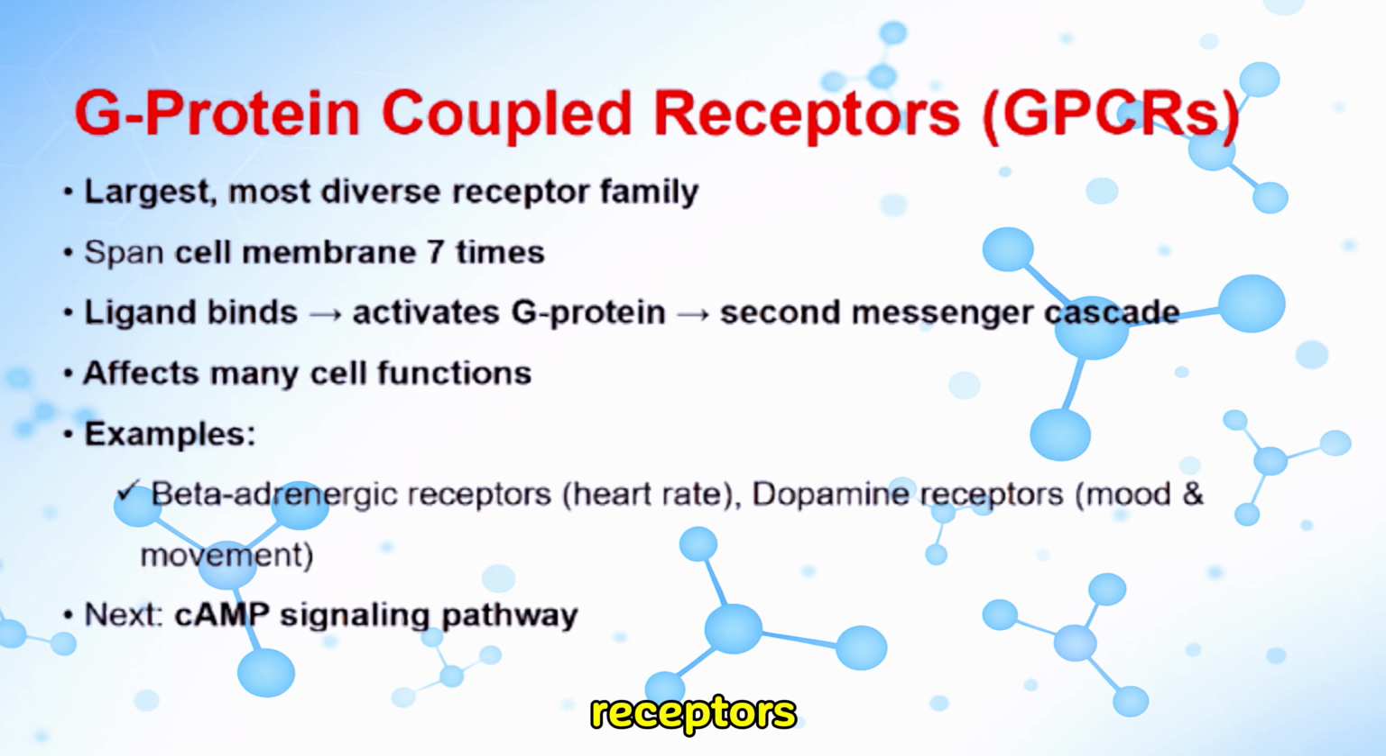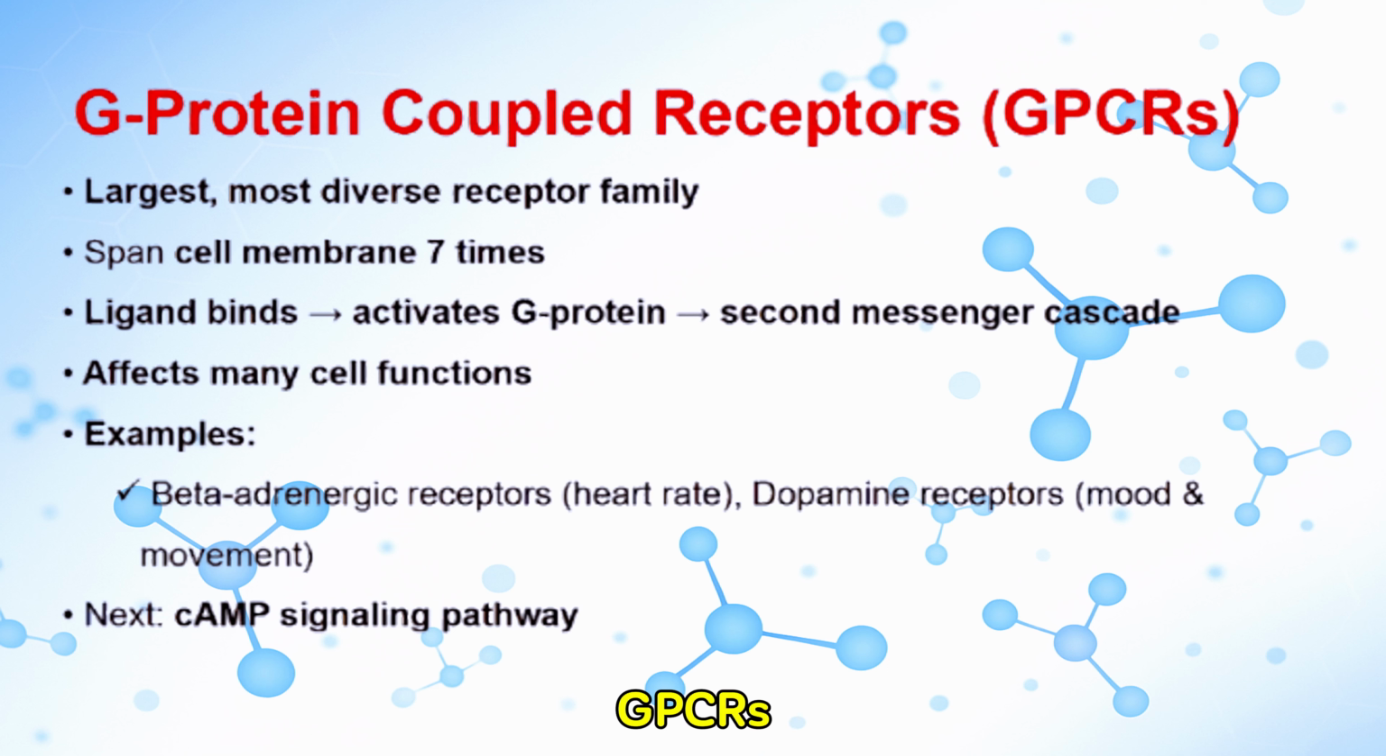G-protein-coupled receptors, or GPCRs. GPCRs are the largest and most diverse family of receptors. They span the cell membrane 7 times. When a drug or natural ligand binds to a GPCR on the cell surface, it activates a nearby G protein inside the cell. This activated G protein then starts a cascade of signals by producing molecules called second messengers. These messengers carry the signal deeper into the cell, affecting many different cell functions.